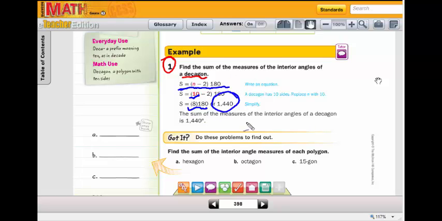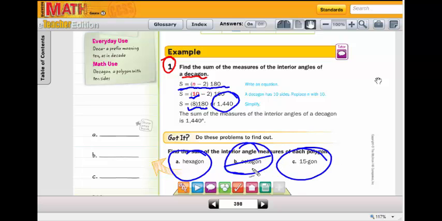Remember, it's 2 less than the number of sides times 180 degrees, because that tells how many triangles you could segment that particular polygon into. Please do letters A, B, and C. You should know how many sides are in each of these. If you don't, use the internet.